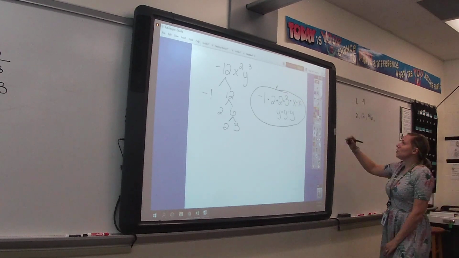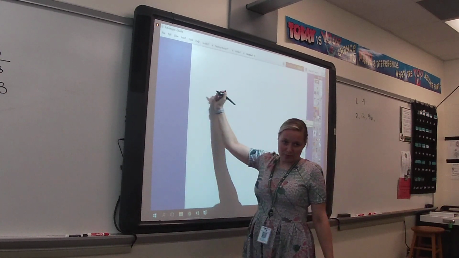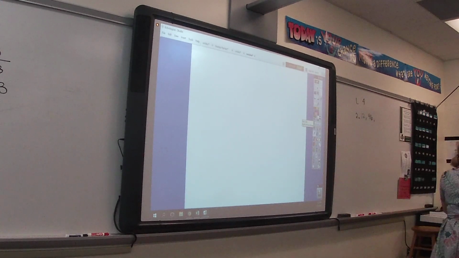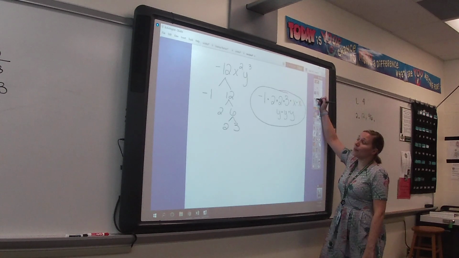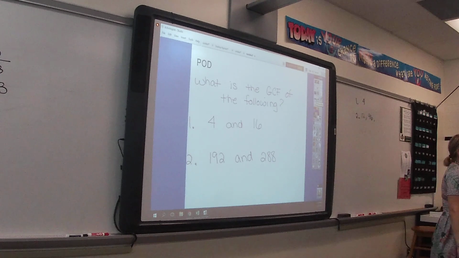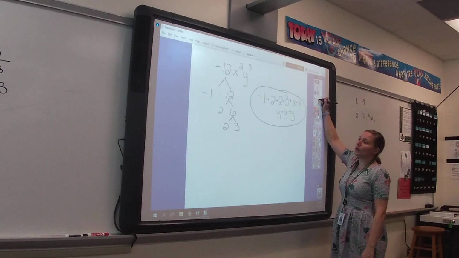Okay, then we also need a way to find a GCF. Now, I have no problem with you saying that you look at 2 numbers or 3 numbers and you see the GCF. If I give you 4 and 16, you should be able to tell me that the GCF is 4. However, just like we saw in the POD, when I give you 192 and 288, looking at that and finding the GCF, not so simple. I don't look at that and just see a GCF. What's the GCF? Okay, we need to start going through and doing some work.